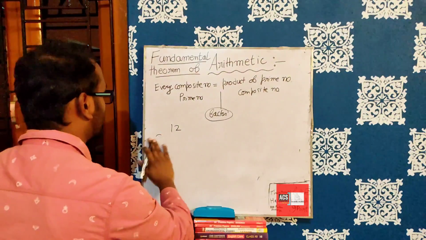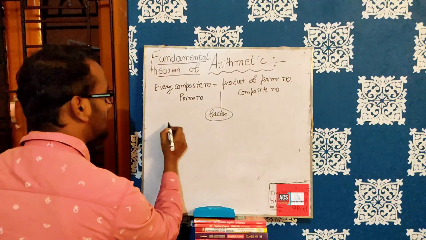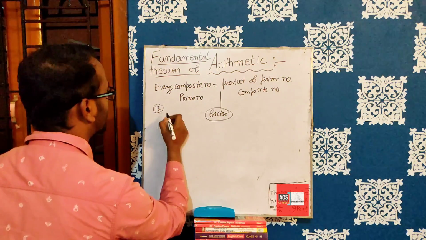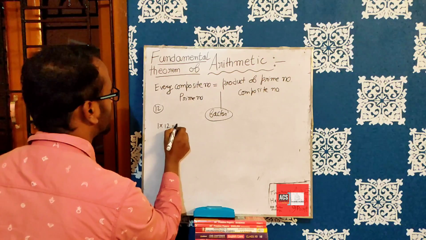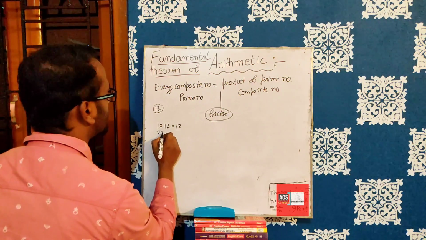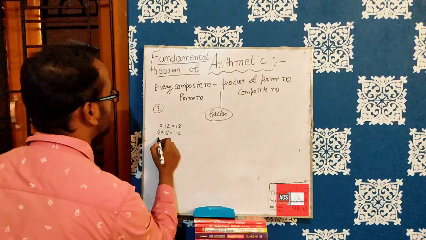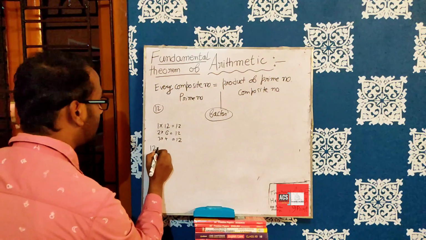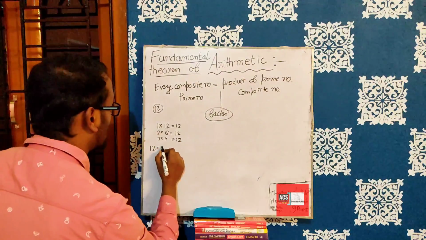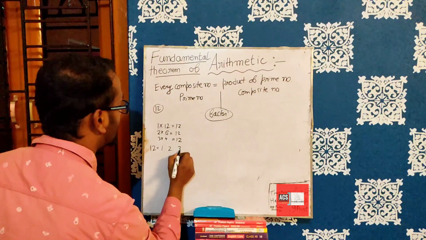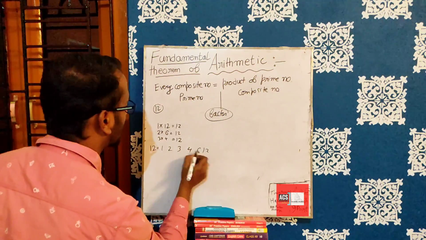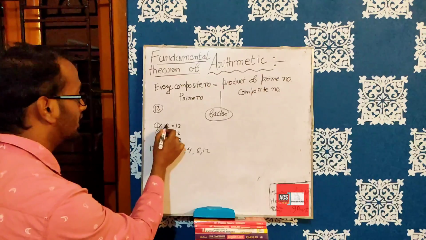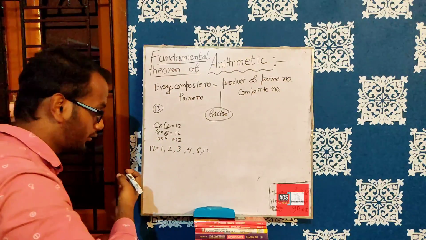You have done factor pairs in smaller classes. For example, for 12: 1 into 12 is equal to 12, then 2 into 6 is equal to 12, 3 into 4 is equal to 12. So if they ask what are the factors of 12, then 1, 2, 3, 4, 6, 12. These all are the factors of 12.